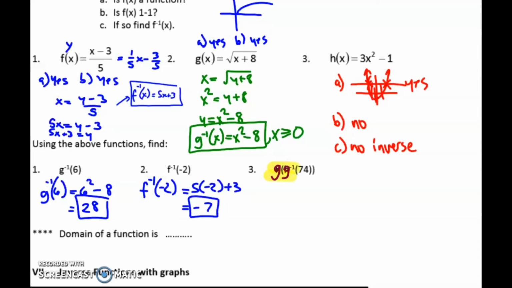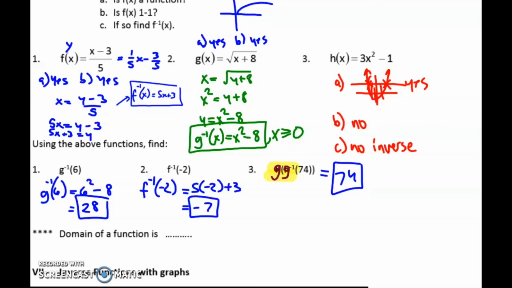You're evaluating a function at its inverse of that number. So all that happens there is you end up getting 74. Okay, and it didn't matter if I use g of g inverse or f of f inverse. If you use the function of the inverse function of a value, you just get that value.